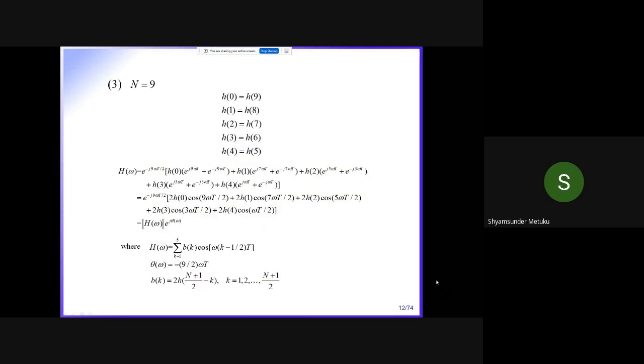This is your a of 0 point. Just now I mentioned a of 0. Just a minute. My screen is not going back to the previous slide. I don't know what happened.